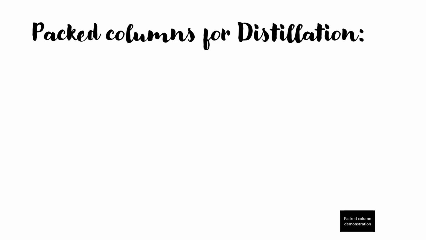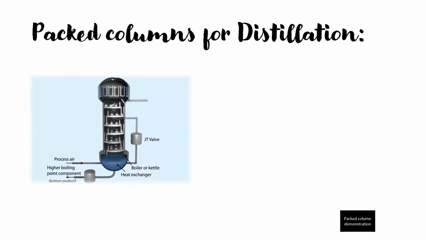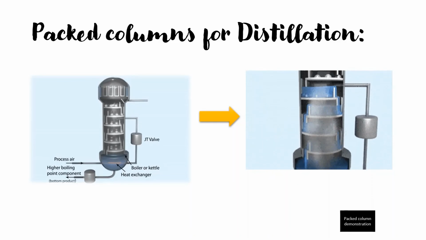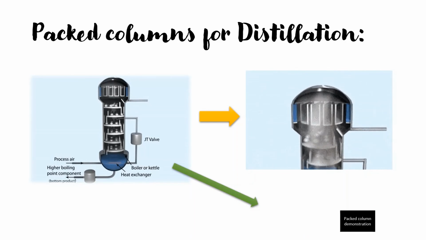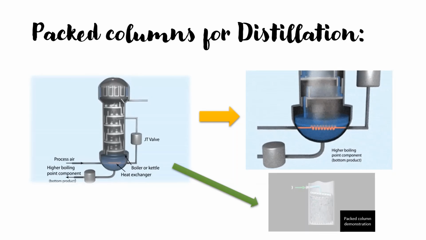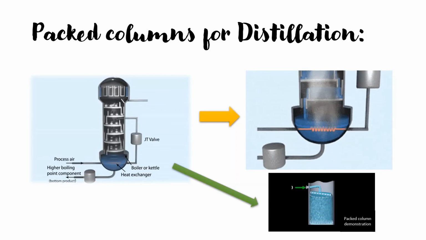Packed columns are useful for distillation, especially whenever we are dealing with heat-sensitive materials. Packings are usually cheaper than plates for columns less than 600 mm diameter. A packed column consists of a cylindrical shell containing a support plate and a liquid distributor. The cylindrical shell is filled with some sort of packings that rest on the support plate. The liquid distributor is designed for effective irrigation of the packings.